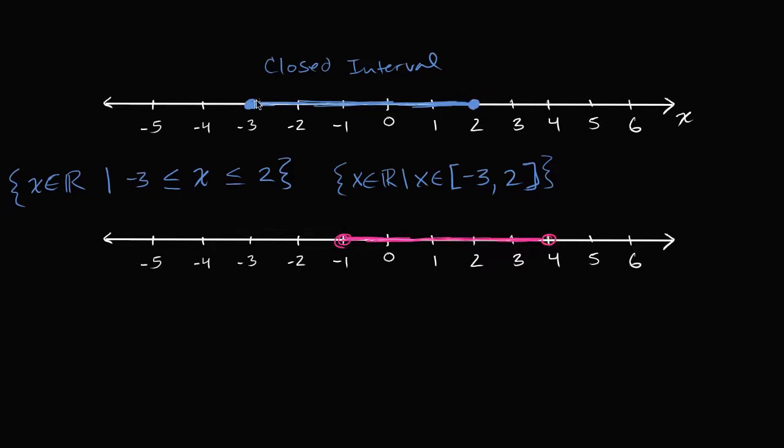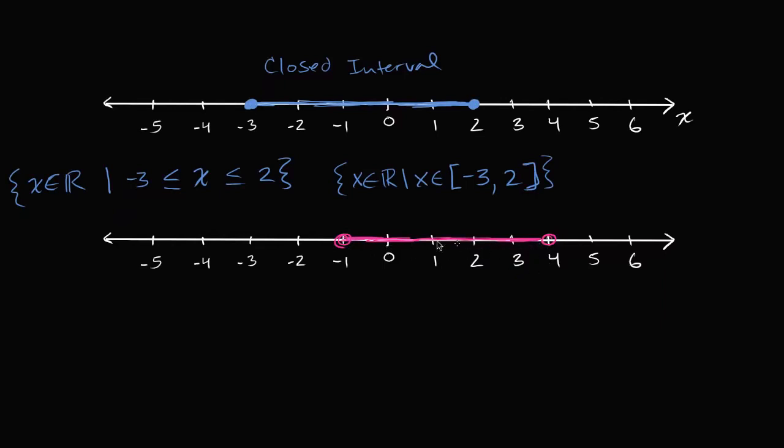Notice I have open circles here. Over here I had closed circles. The closed circles told me that I included -3 and 2. Now I have open circles here. So that says that I'm not. It's all the values in between -1 and 4. So -0.9999999 is going to be included, but -1 is not going to be included. And 3.9999999 is going to be included, but 4 is not going to be included.